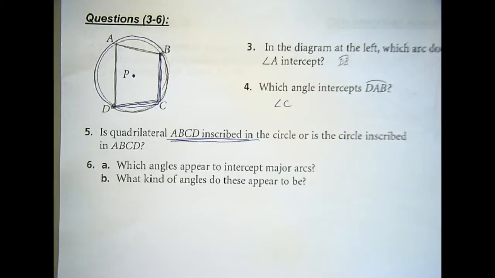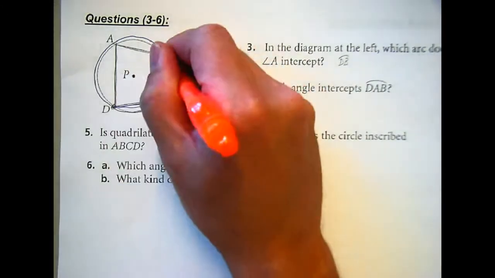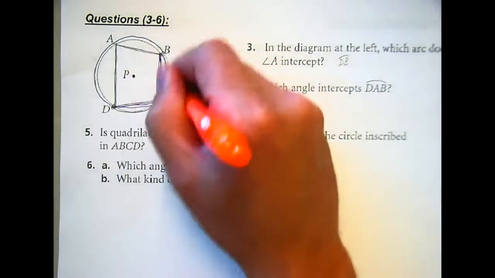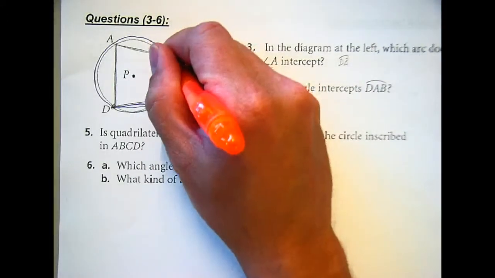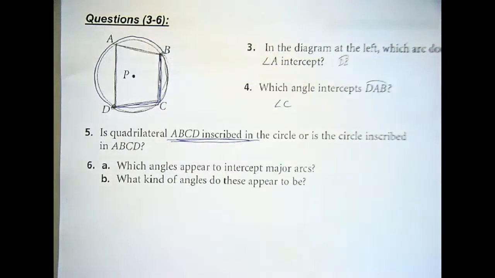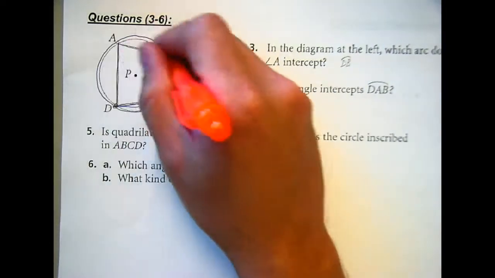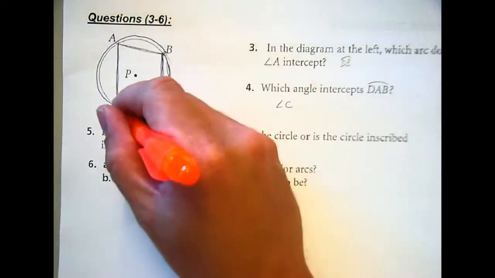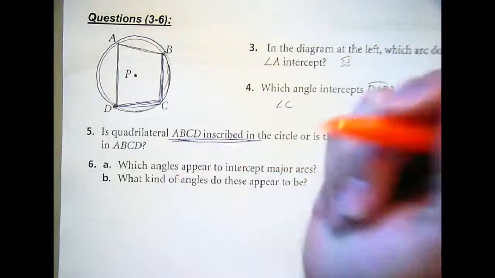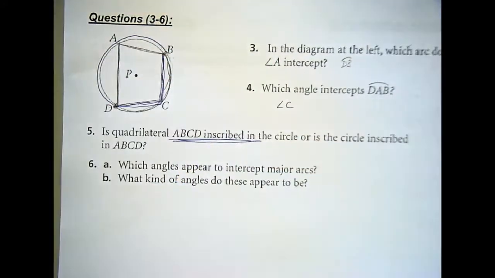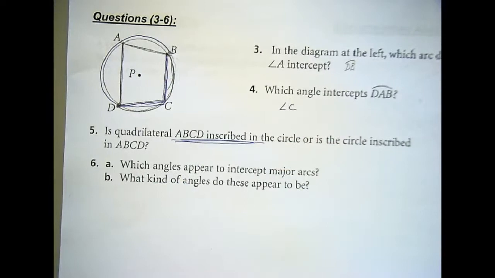Hannah? Angle A. Angle A? Okay. You think that's a major arc, so you think DB is a major arc? Wait. Angle C. Angle C? So you think DAB is a major arc, excuse me. Okay, never mind. Well, you had a right answer there. I was just making sure you're confident. I give up. Don't give up.